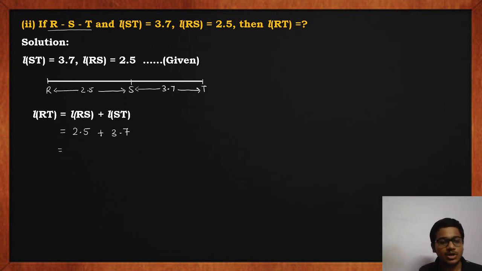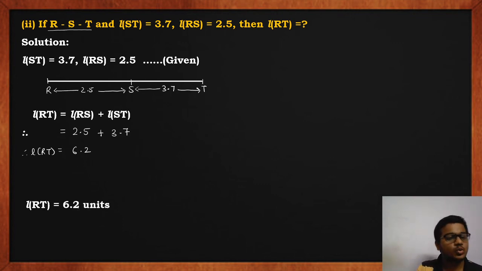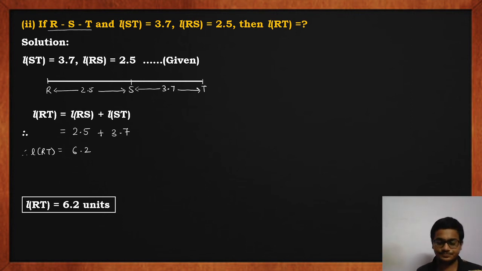5 plus 7 is 12, 1 will be carry, 0.2, full stop, 3 plus 2, 5 plus 1, 6. So this will be 6.2. Okay, so therefore length RT equal to 6.2. So what we'll write? Therefore length RT equal to 6.2 units. This is our final answer. So this is the properly sketched figure and this is our answer.